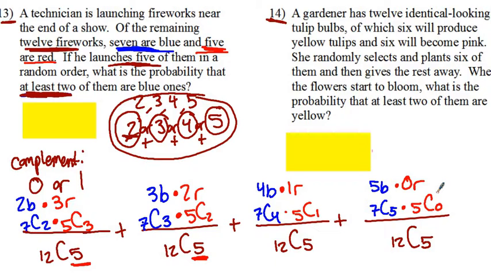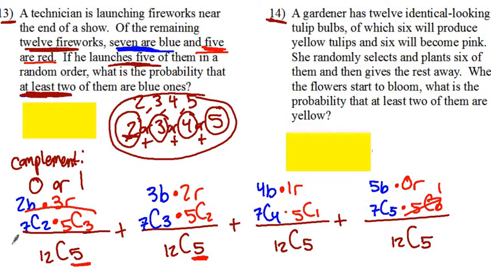Actually, let me just double check. I don't want to give you the wrong information. No, it's actually 1. I'm sorry. So anything choose 0 is 1. How many ways are there to choose 0 red fireworks? There's only one way to do that. You could just choose none of them. So anything choose 0 just equals 1.